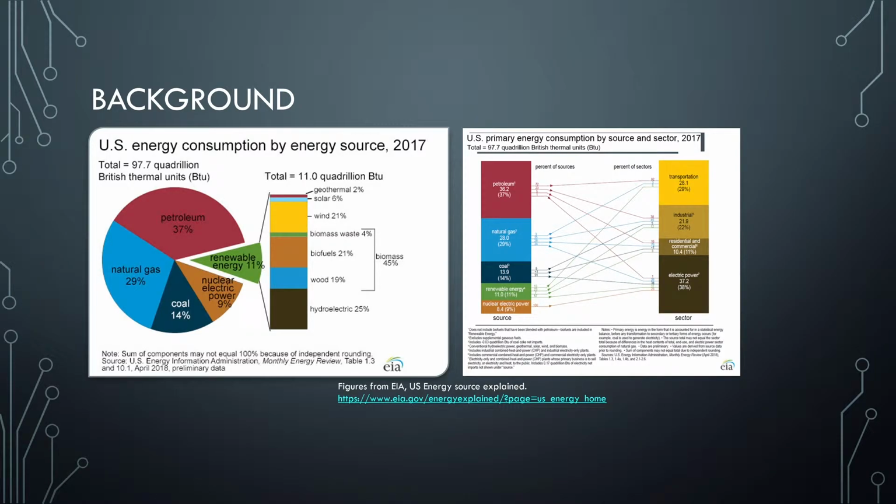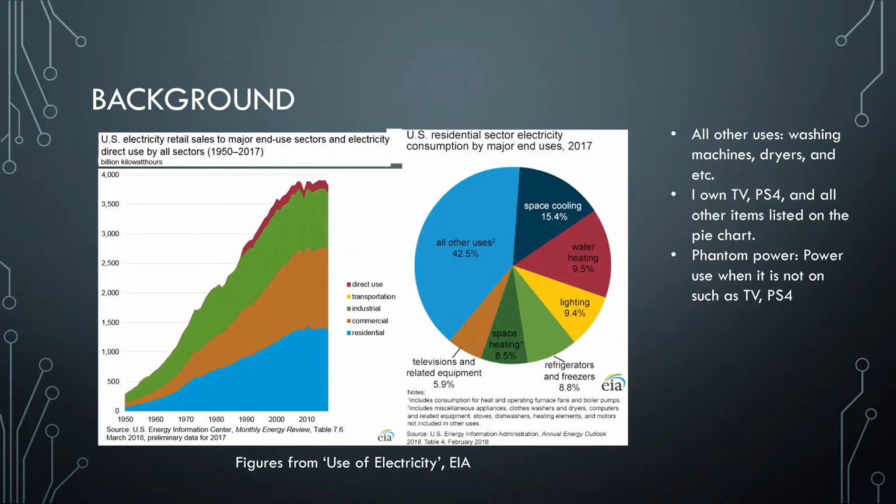Here's a little background. In the left graph, it shows the energy consumption by energy source in the US. It shows that petroleum and natural gas take up a lot of the portion of the sources. From the figure on the right side, most of the petroleum is used for transportation, and natural gas and coal are used mostly for electricity power. Today I want to talk about electricity power, especially for my home.